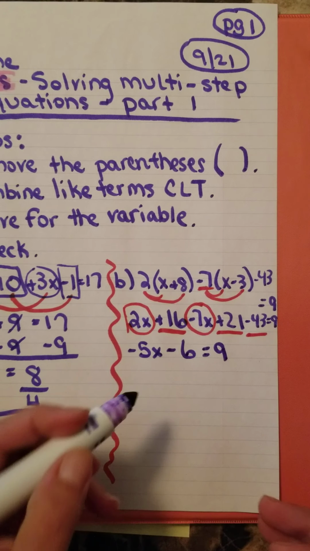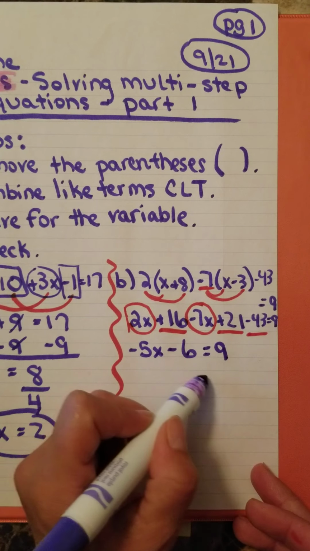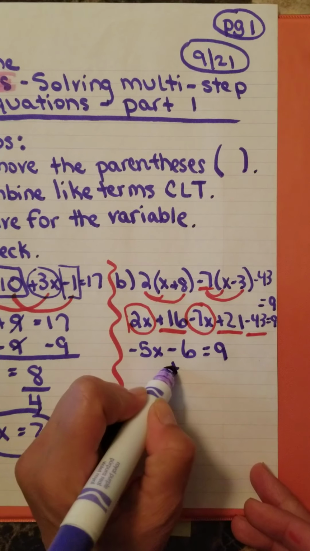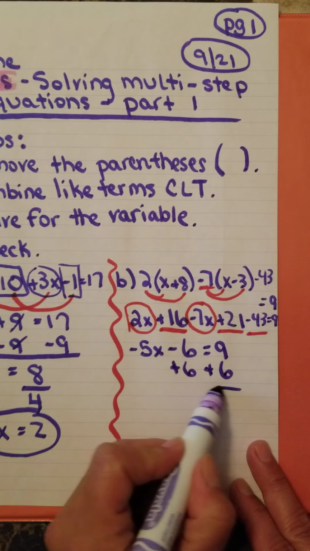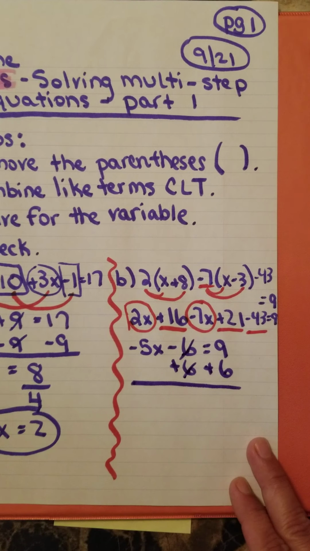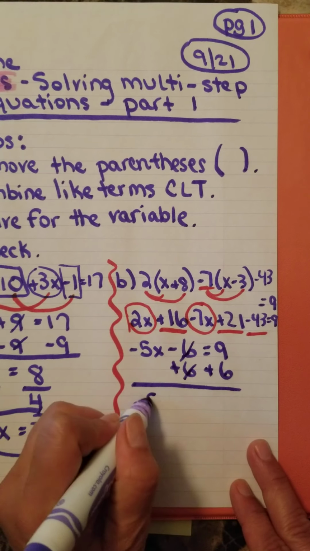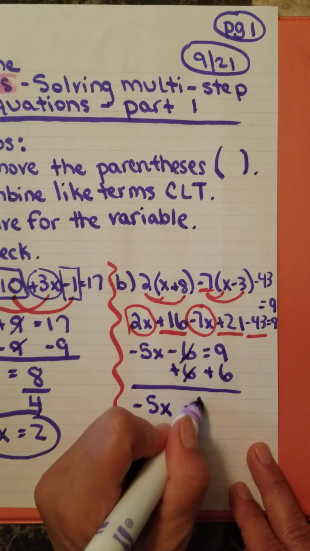Now I'm going to go ahead and solve. Because this x is over here, I need to move this constant away from it. So instead of minusing 6, I'm going to do the opposite. I'm going to add 6 to both sides. Make sure you're filling this in. This is all part of your assignment. 6's cancel out. I bring down the negative 5x. Bring down 9 plus 6 is 15.